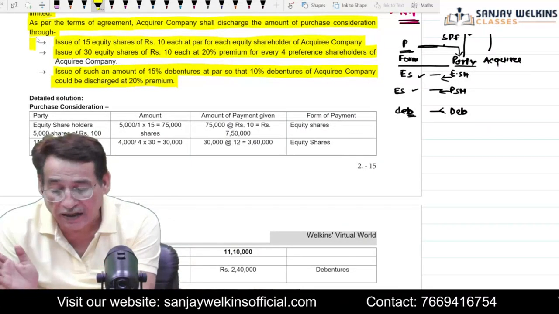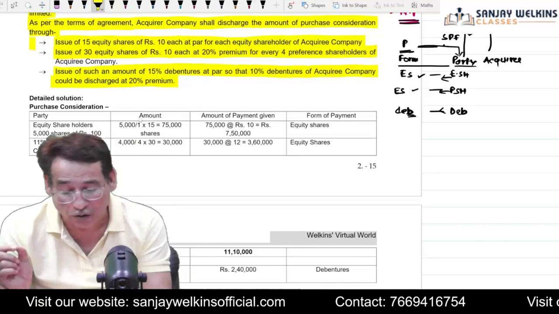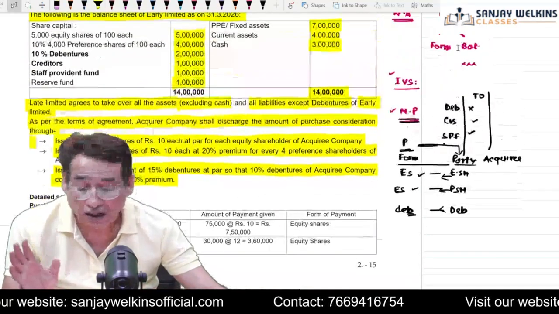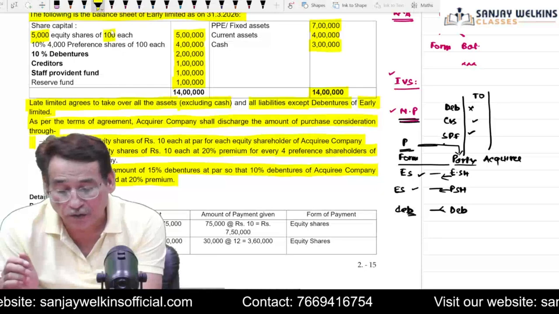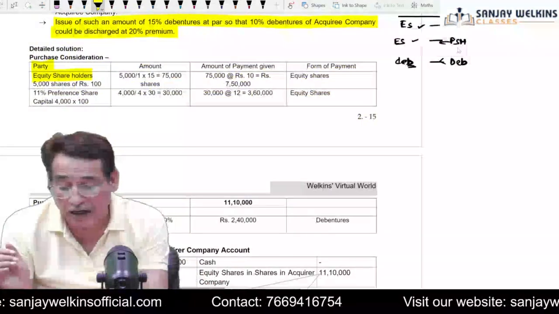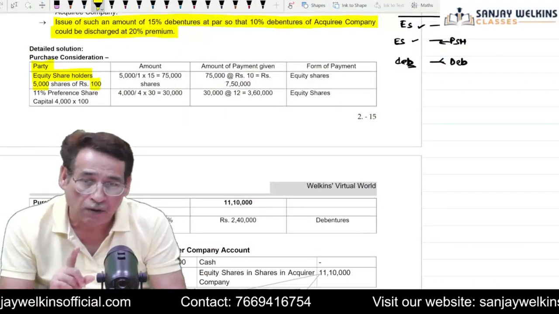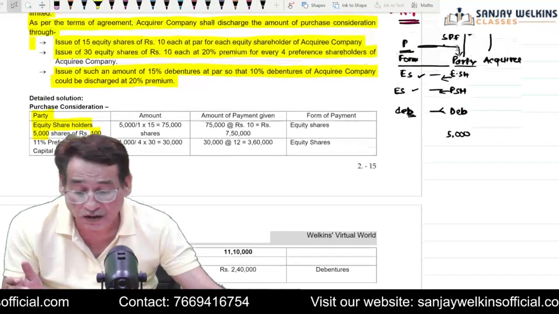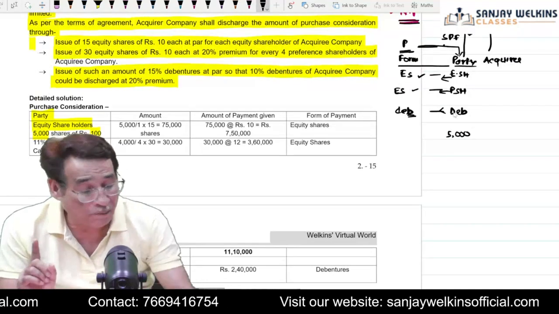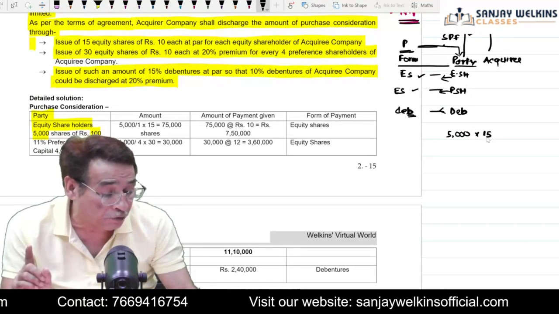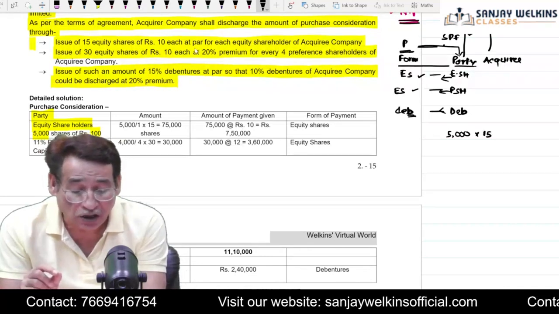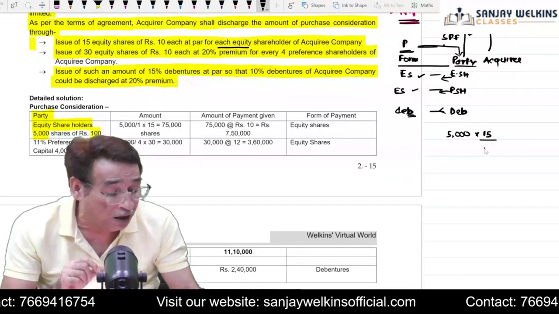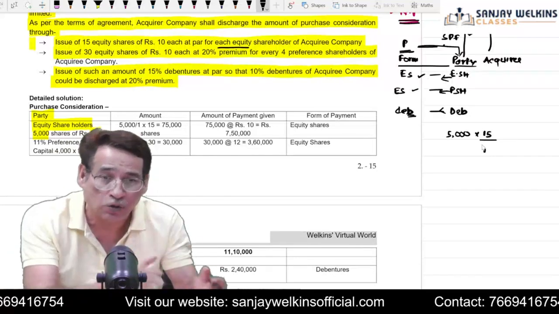First of all, through the first line, I have noticed that payment is being received by the equity shareholders. So first of all, I will write the name of the party, equity shareholders of acquiring company. Then I will note down the total number of equity shares and their face value. So we have noted that there are 5,000 shares of 100 each. Now, as per the direction of the question, the purchasing company will issue 15 shares for each equity share, so I will multiply by 15. That means for one share, the purchasing company is issuing 15 shares of 10 each at par.